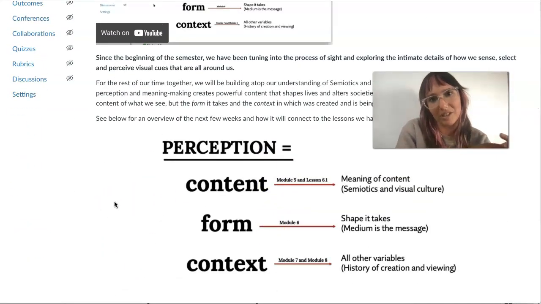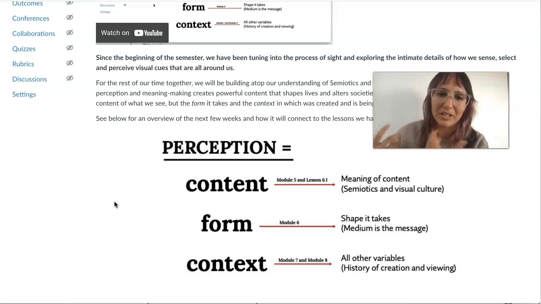So the first chunk of this semester, we really focused on drilling down into Huxley's equation: sensing plus selecting plus perceiving equals seeing. And now we're going to talk a little bit more about what goes into perception, because it's not always just that one-to-one, this means that, as we were talking about when we discussed semiotics. There's a lot of other factors that go into your perception of all kinds of signs and your perception of the world and how you see the world.